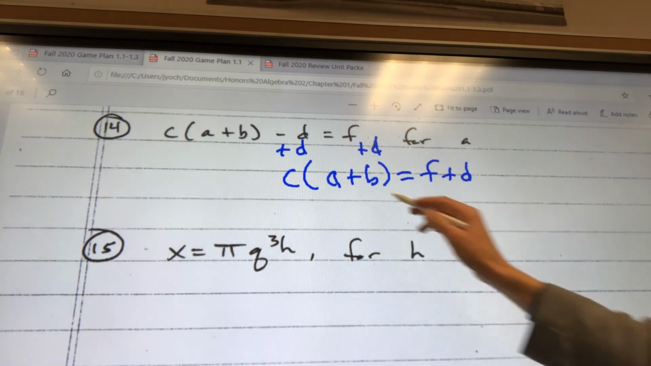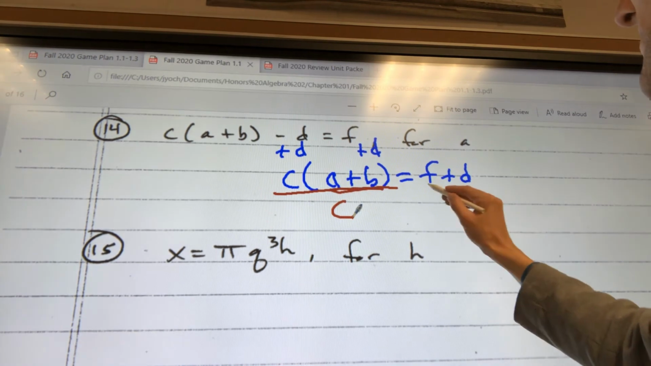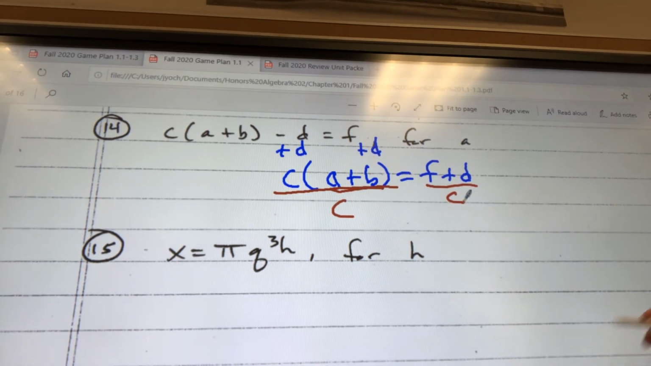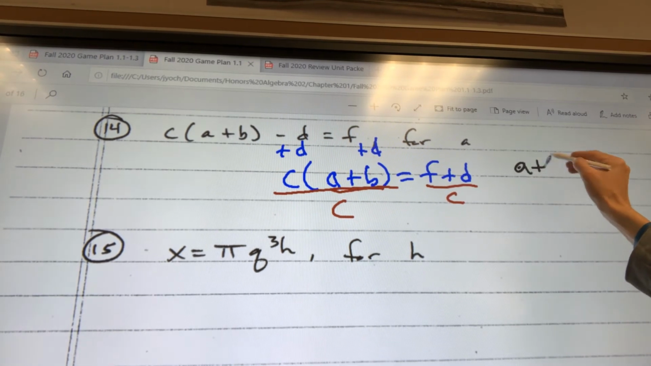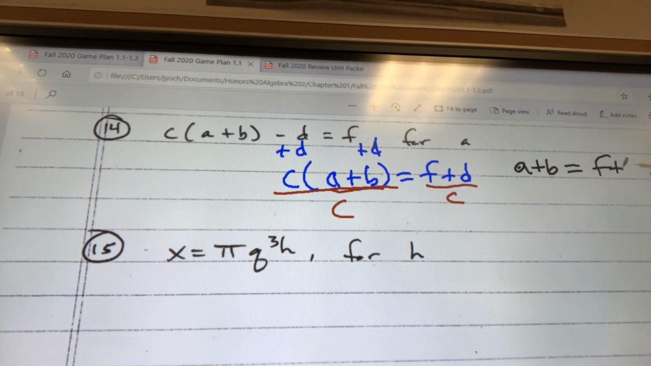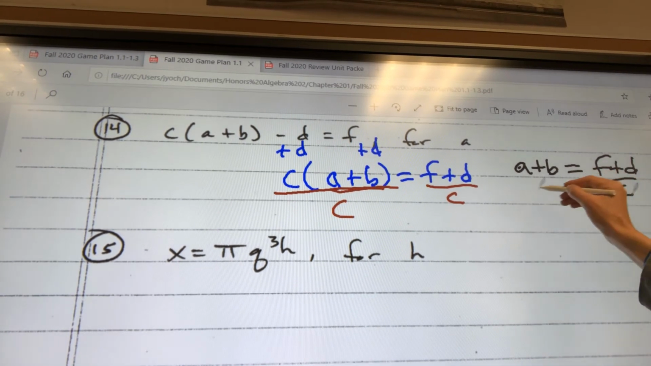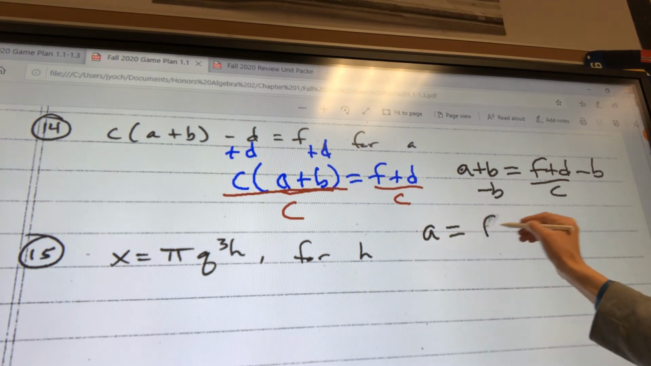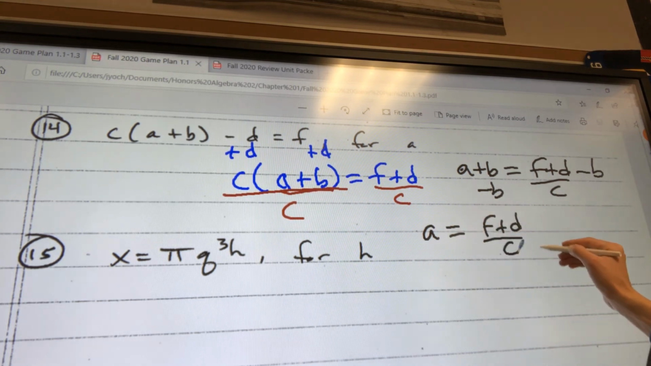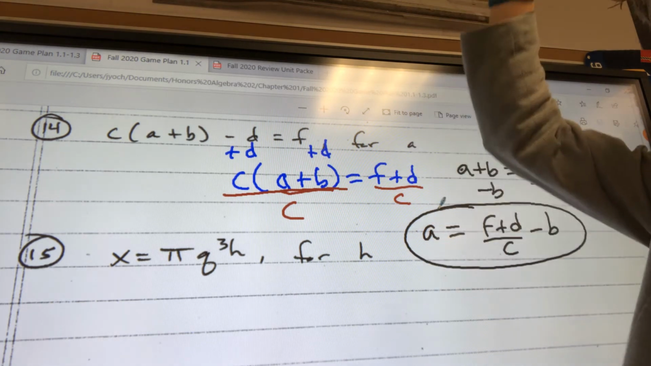Then, A is in here, it needs to be freed. So I'm going to divide by that pesky C on the outside. Get rid of that C by dividing it. Okay, so this is good. I now have, let's see if you can see it over here, A plus B is equal to F plus D divided by C. I need to subtract B from both sides. So A would be F plus D divided by C minus that pesky B. There we go.